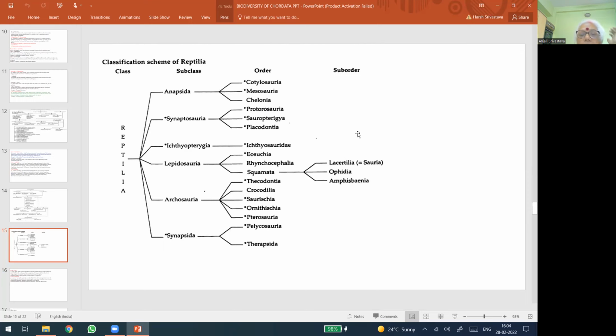In Lepidosauria, there are two orders that include living forms. Rhynchocephalia, the example is Sphenodon, and the Squamata, that includes all modern reptiles: Lacertilia, Ophidia, and Amphisbaenia. Lacertilia includes all types of lizards. Ophidia includes the snakes. Then again, Archosauria includes only a single living order, the Crocodilia, the most modern reptiles. And then Synapsida, again all extinct. So we can see the reptilians are very particular, as they had huge body size, and due to various factors they couldn't survive during the transition from water to land, and most of them got extinct.